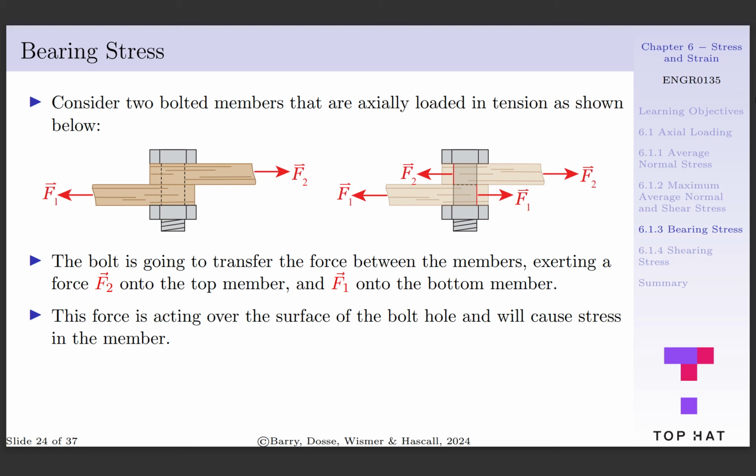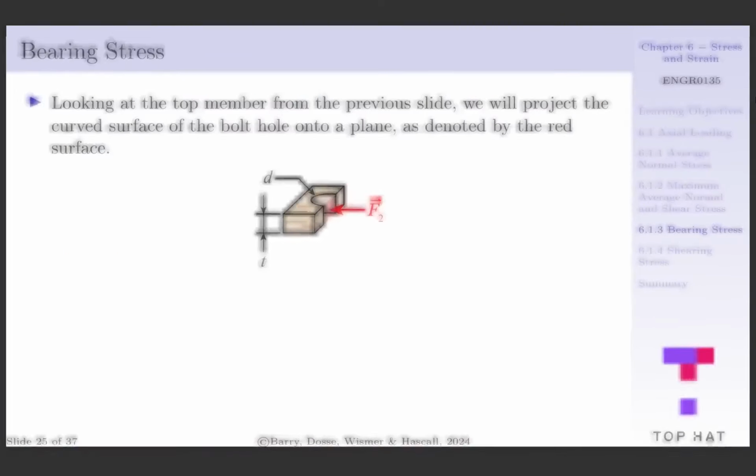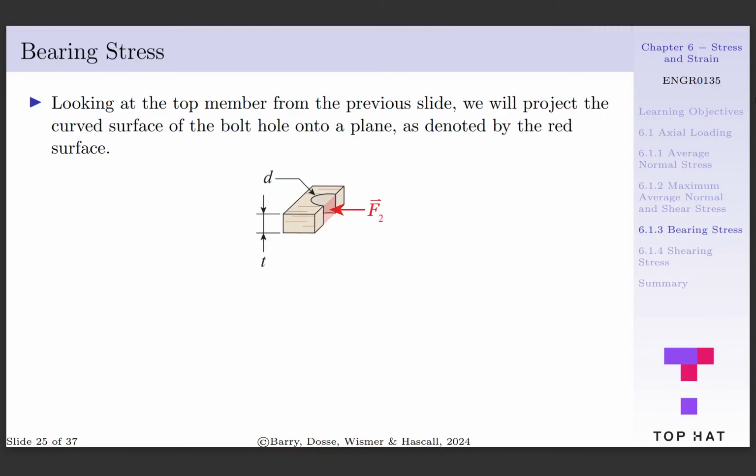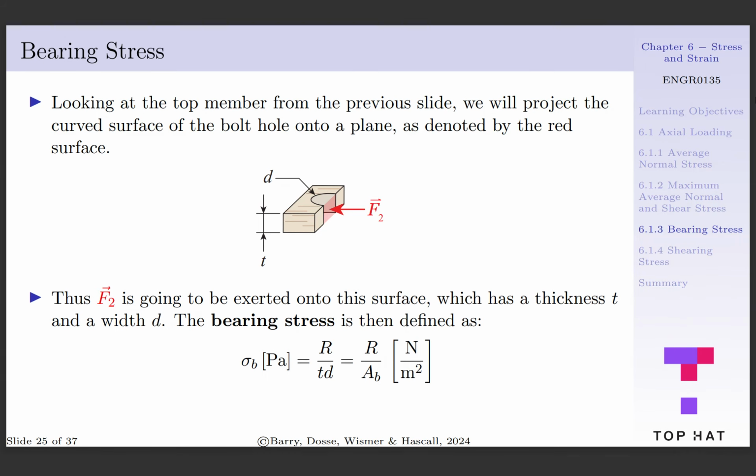The forces F1 and F2 act over the surface of the bolt hole within each member and cause a stress. These forces also cause a shear force and subsequently a shear stress in the bolt. To solve for the bearing stress in a member, we'll project the curved surface of the bolt hole onto the diameter of the hole. F2 is going to be exerted on this surface, shown by the red shaded plane below with thickness T and width D.